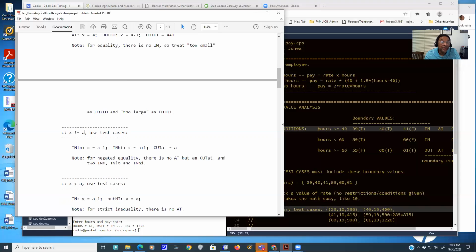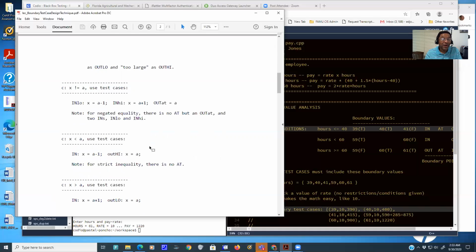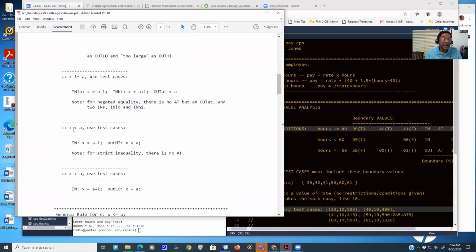What is the point? If you see a relationship like an expression like this, your boundary values have to be A minus 1, A, and A plus 1. How many of y'all are noticing that in almost all instances it's A, A plus 1, and A minus 1? So that's kind of it. The last thing I want to reiterate is if it's strict inequality, there are only 2 boundary values of interest. One is the one that makes it true, we call that in, and the one that makes it false. So for this, A minus 1 is true, but A is false.